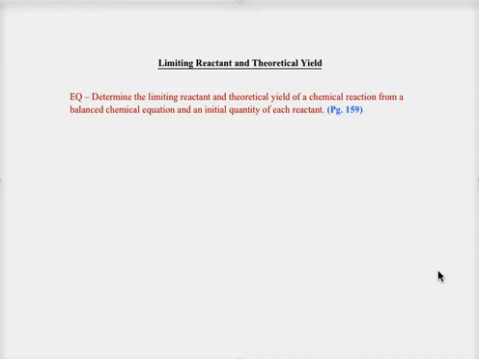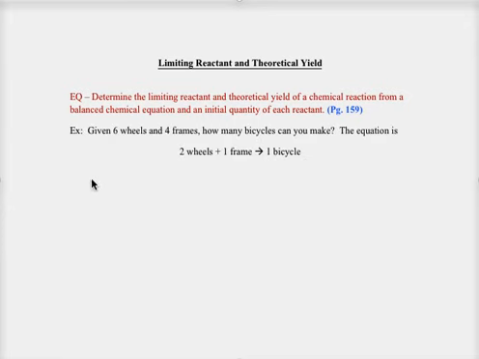First, write down the essential question on page 159, and that's that I want you to determine the limiting reactant and theoretical yield of a chemical reaction from a balanced chemical equation and an initial quantity of each reactant. So let's look at an example.